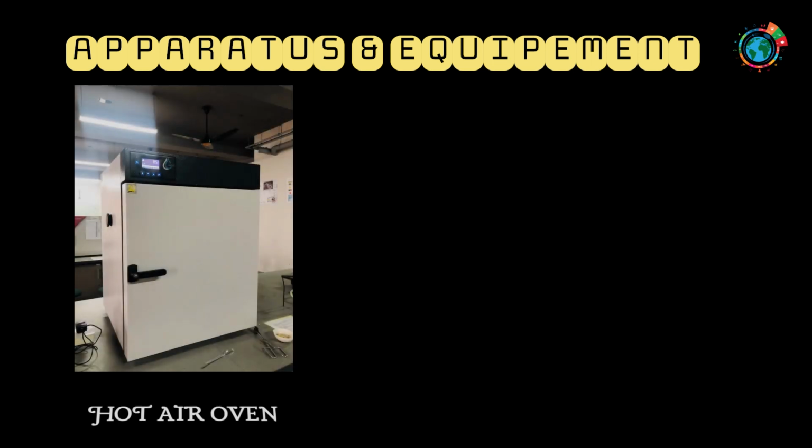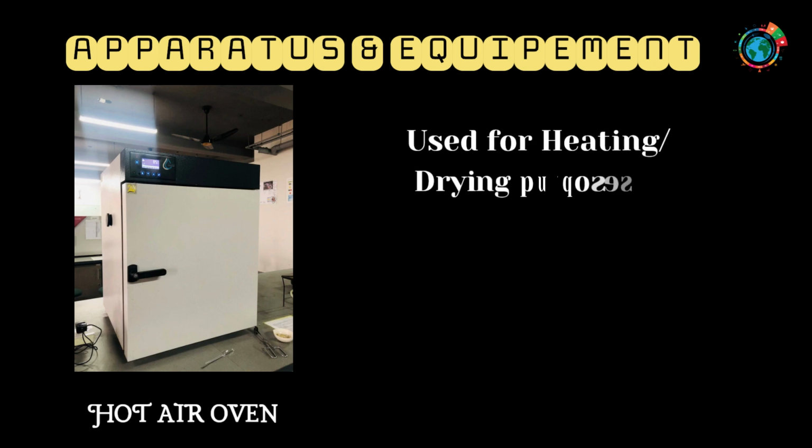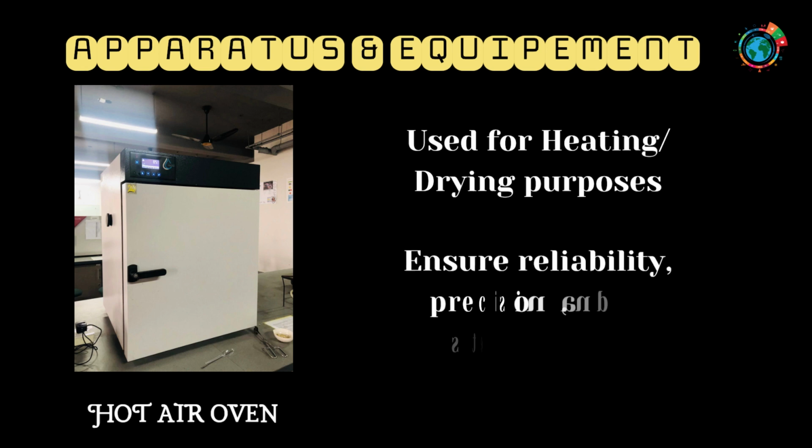8. Hot air oven. A hot air oven is a piece of laboratory equipment used for various heating and drying applications. It is indispensable in laboratory settings for various heat treatment processes, ensuring reliability, precision, and sterility in the handling and processing of materials and samples.